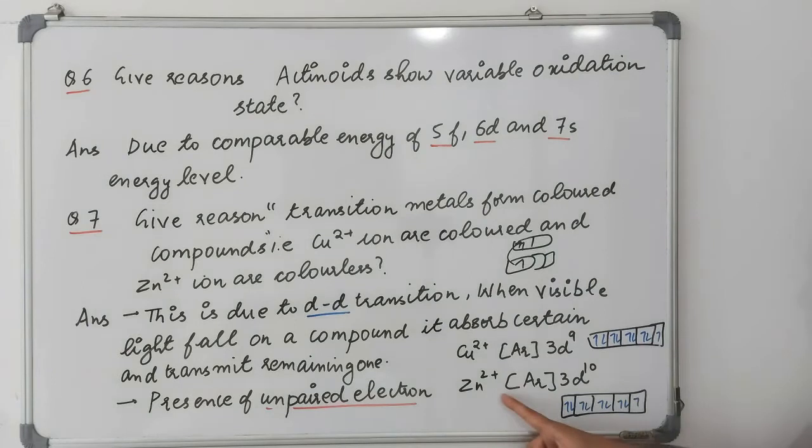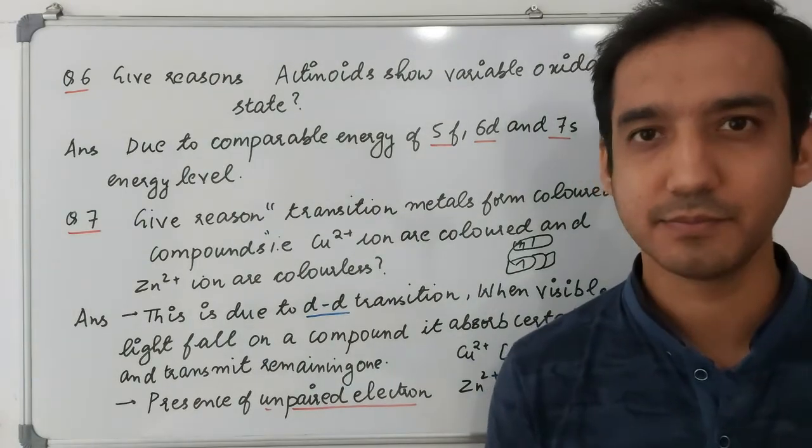Whereas zinc 2 plus, if you look at zinc 2 plus, as you remove 2 electrons from 4s2, you have 3d10, so all electrons of zinc 2 plus are paired. All electrons are paired. As a result, zinc 2 plus does not show any color.